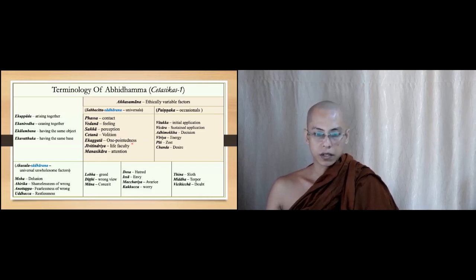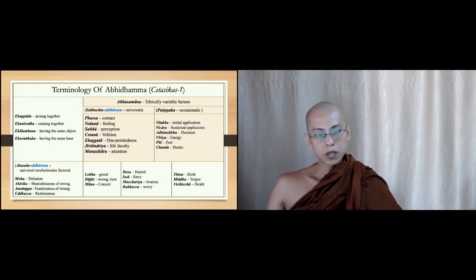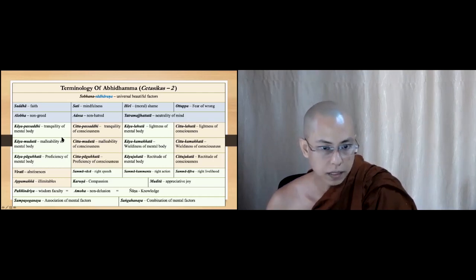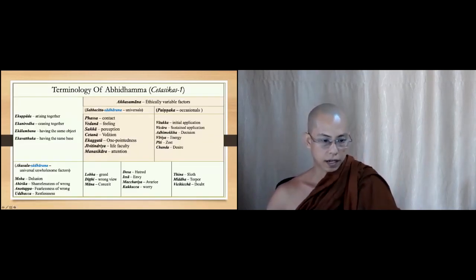Ekaggata is sometimes translated as concentration, but it is one-pointedness. Then Jivitindriya, life faculty, and Manasikara, attention. Then here Vitakka, Vicara already, and Adhimokkha, decision, Viriya, energy, Piti, Chanda is desire. Then the second category is unwholesome mental factors. That's why here the word sadharana is in blue color. Here Sobhana sadharana and Akusala sadharana come.